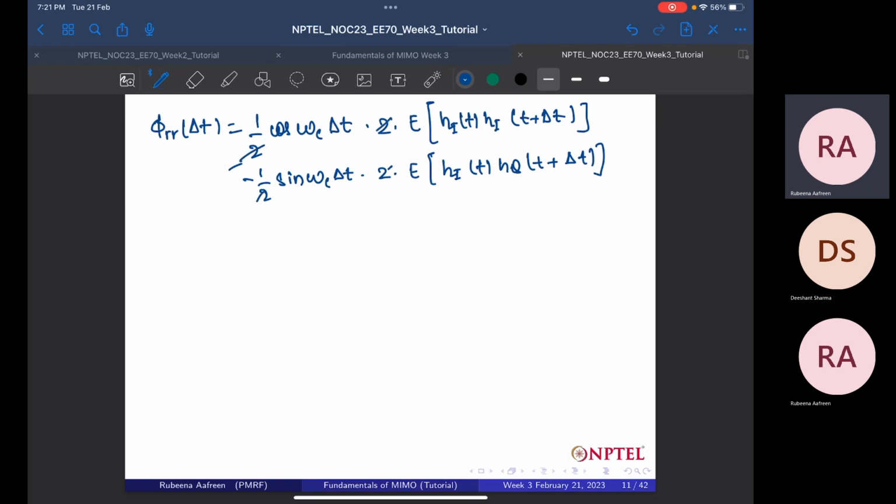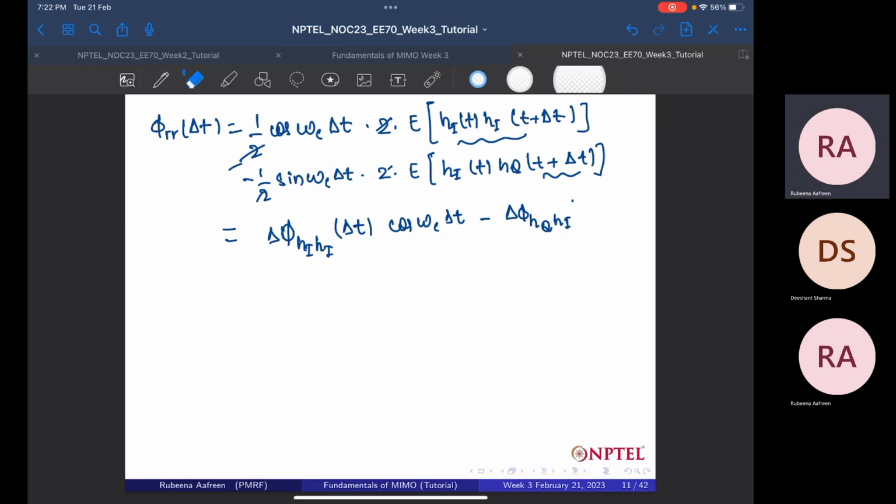From here this 2 will cancel out, and this term is the autocorrelation of hI with hI at delta t. This term into cos of omega c delta t minus the cross-correlation of, it's always you write the term which has t plus delta t as the first. So this would be phi hQ hI of delta t, into sine of omega c delta t, right?